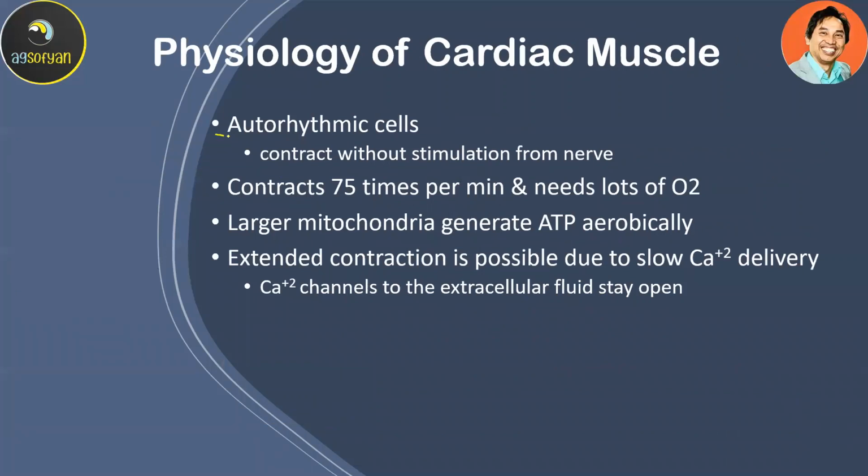And this is another specialty of cardiac muscle. It is called the autorhythmic cell. This means that starting the contraction is actually not ordered by the nervous system. It is started by itself, auto rhythm. So the rhythm is started by itself. The area is called the pacemaker.